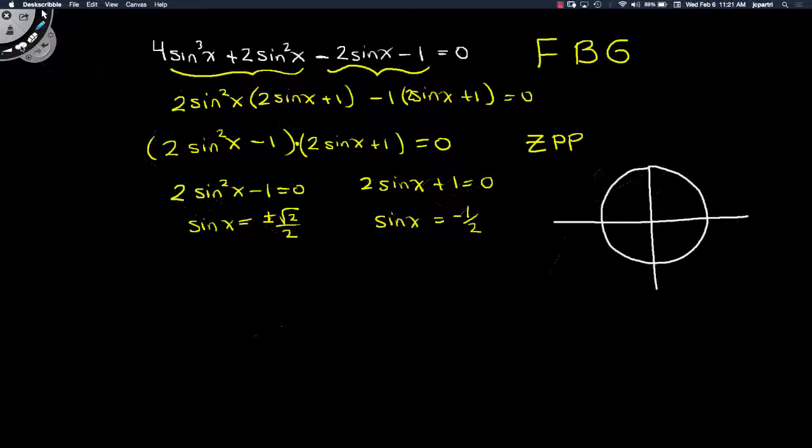So negative 1/2. When does sine equal negative 1/2? Negative 1. Square root of 3 over 2. 7 pi over 6 and 11 pi over 6. When does sine equal plus or minus square root of 2 over 2? Pi over 4, 3 pi over 4, 5 pi over 4. So these are all the solutions. There are a lot of dots there.